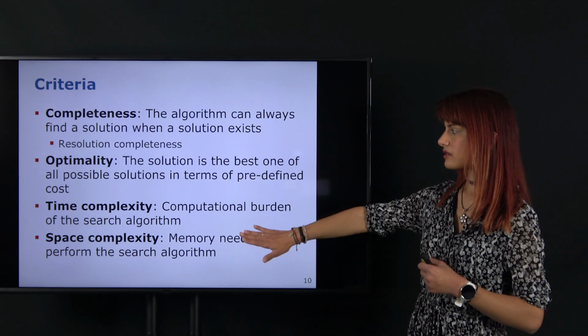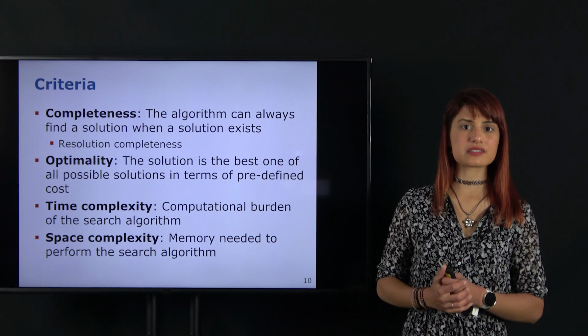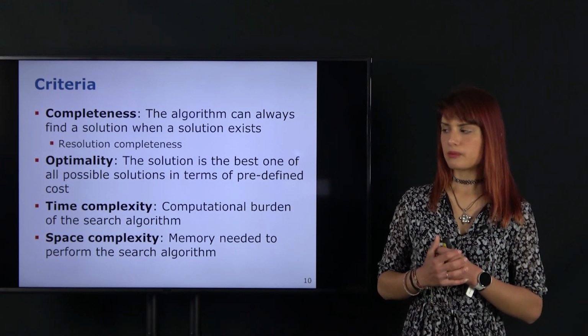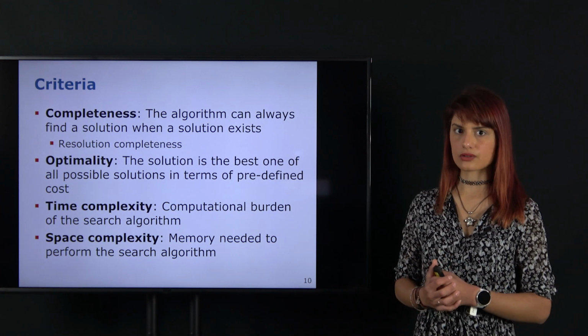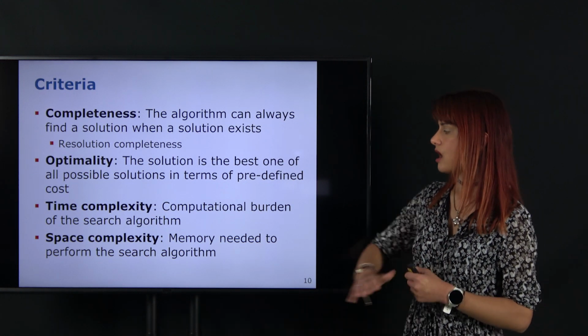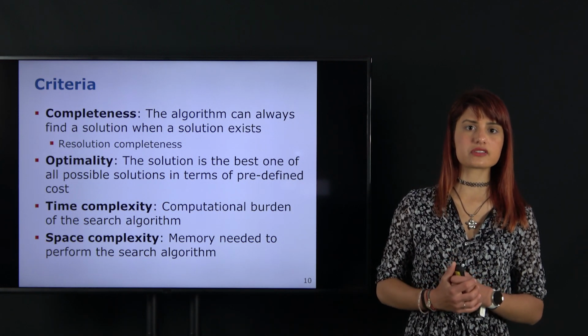And this is not something that we go into too much detail here, but it's important to be aware that this is actually a good measure for assessing how computationally efficient an algorithm is. And in terms of space, how much memory do we need to perform the search? What kind of variables do we need to store?